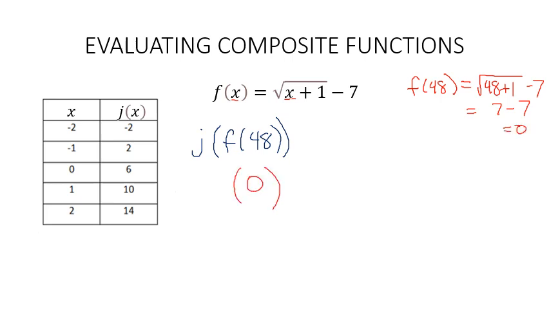So I need to compute j of 0. So when x is 0, this is the row that I'm interested in. x is equal to 0. j of x, when x is 0, is equal to 6. So j of 0 is 6, and j of f of 48 is equal to 6.